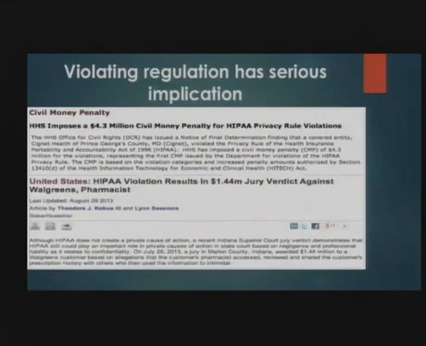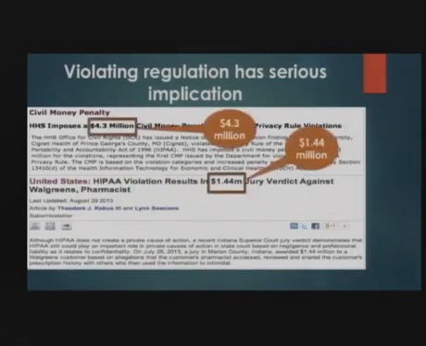And they were penalized with civil money penalties. Now the thing to look out for is the staggering amount of fines, right? In one case it's $4.3 million, in another $1.44 million. So violating HIPAA can have serious implications for your reputation or even financially.